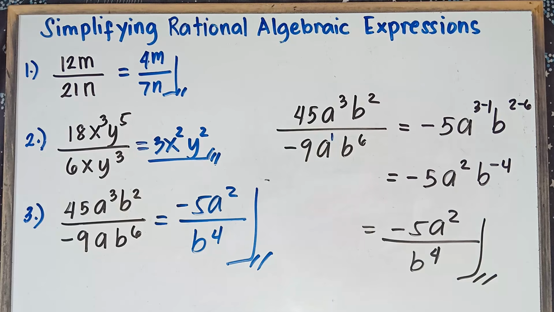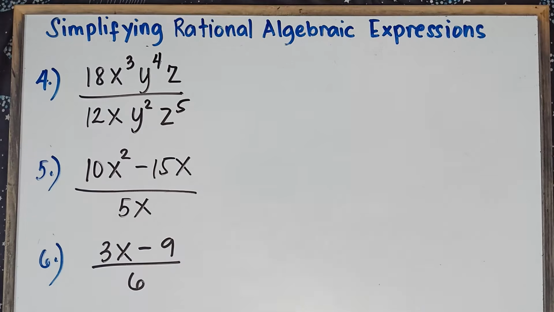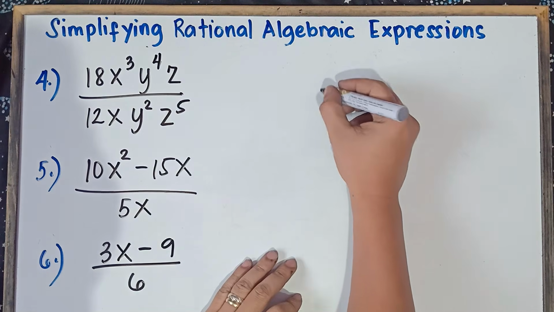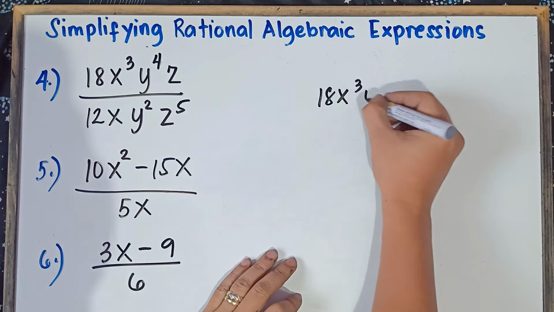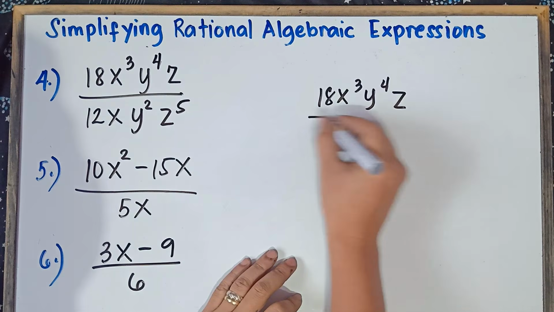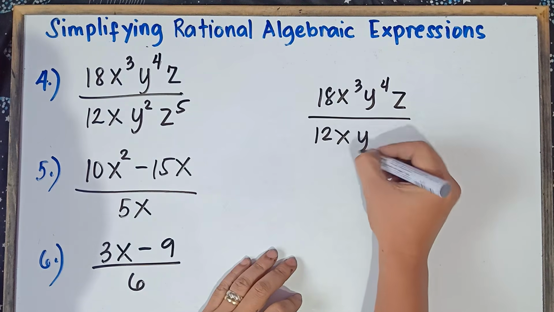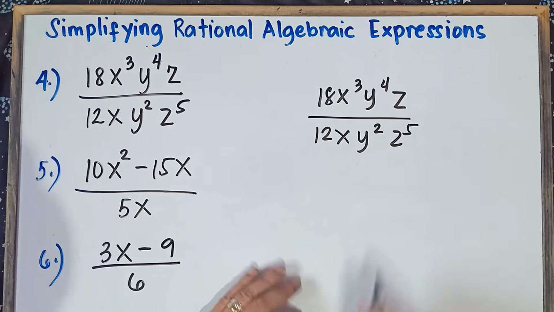All set with regards to example number 3. Alright, so let's proceed now to example number 4. So our given, we have 18 x cubed y raised to the power of 4 z over 12x y raised to the power of 2 z raised to the power of 5.